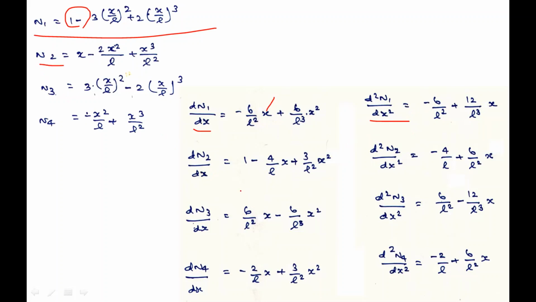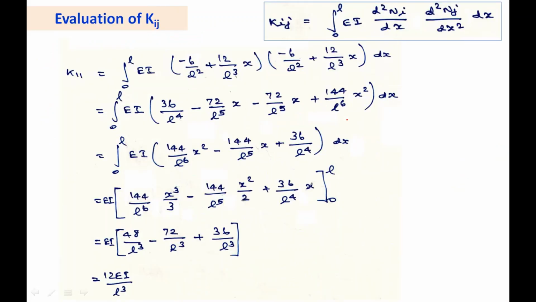If you differentiate n2, dn2 by dx, d square n2 by dx square, like this. N3, differentiating n3 two times, we are getting this expression. Differentiating n4, dn4 by dx and d square n4 by dx square. All the second order derivatives of the shape functions are required to form the element characteristic equation. Now I'll give you one element of the stiffness matrix and one element of the force matrix. So then finally we will write the element characteristic equation.